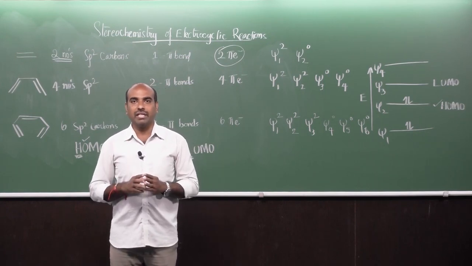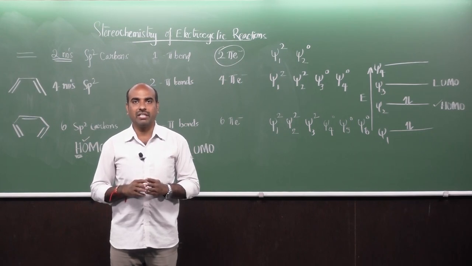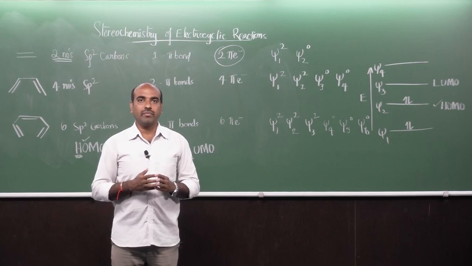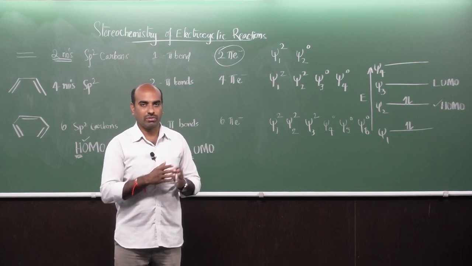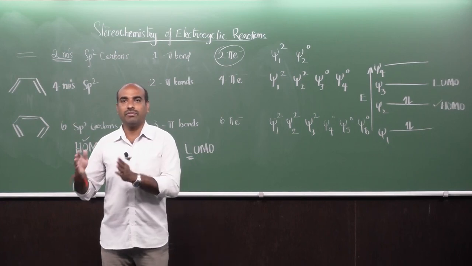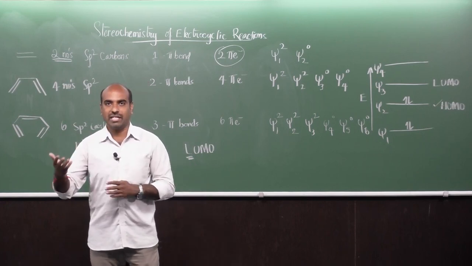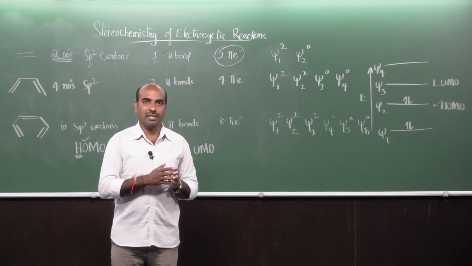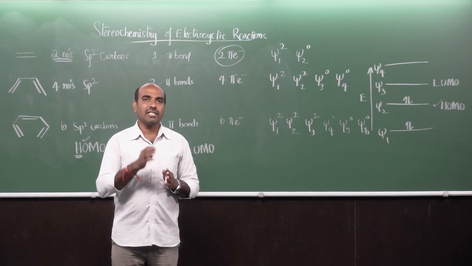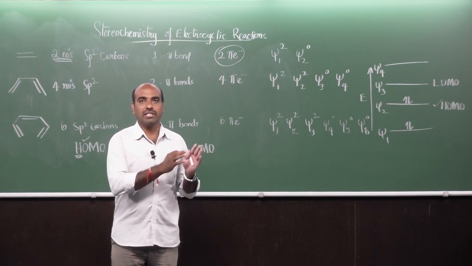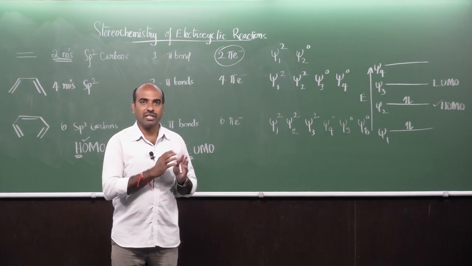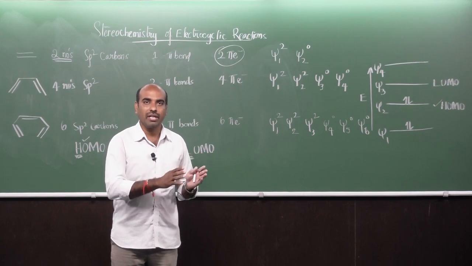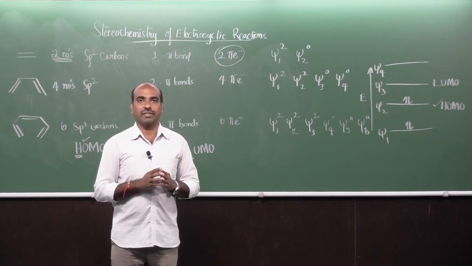And one more important thing which differentiates the thermal reaction and the photochemical reaction is the state of energy. All the thermal reactions will happen in the ground state. All the photochemical reactions will happen in the excited states. So, if you are performing the electrocyclic reaction under thermal condition, there is a well-established HOMO, that is the highest occupied molecular orbital under ground state. You have to select the HOMO in ground state for a thermal reaction.